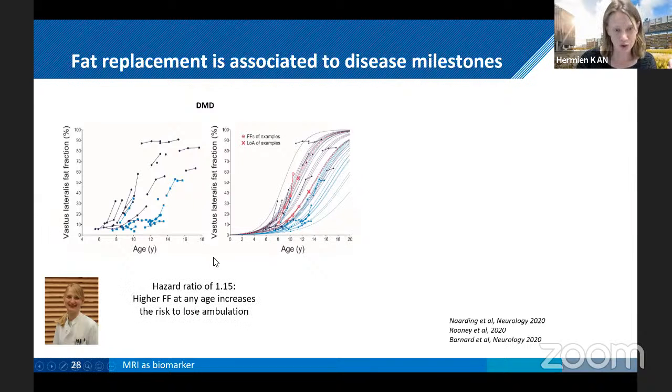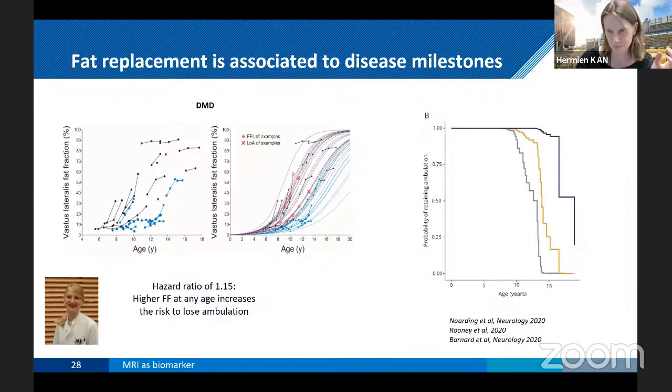So what we were able to show is that a higher fat fraction at any age, so that means that we took age into account, increases the risk to lose ambulation with a hazard ratio of 1.15, which is a statistical term. So this means that if you have a higher fat fraction at the age of 10, you have a higher risk of losing ambulation, independent of the effect of age.